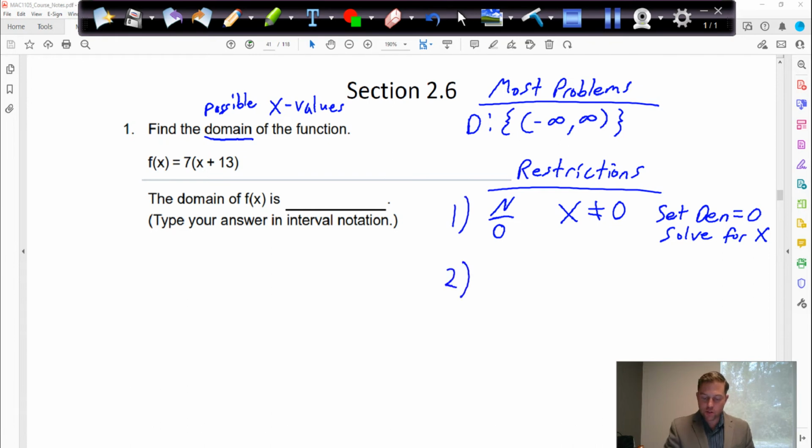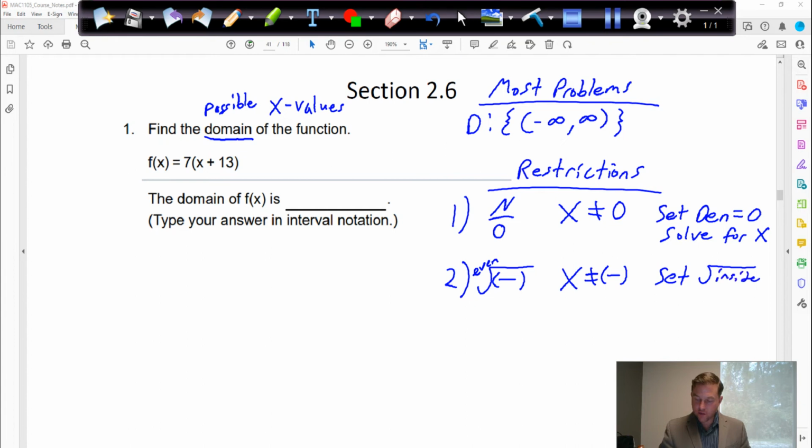The only other one we're going to study in this class is if we get the square root of a negative number. So square roots, if it's an even root, like square root is, we can't have negative numbers in there. So we're going to say x cannot equal whatever those negative numbers are, and it could be a whole set of them. And to solve that, we're going to take the inside and set it equal to 0 and solve for x.